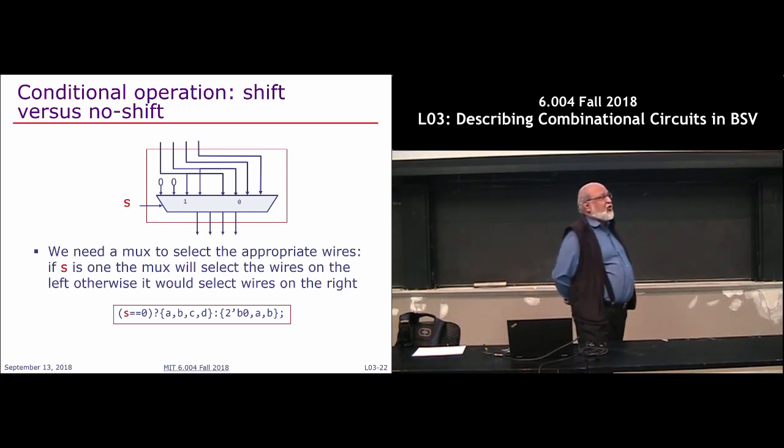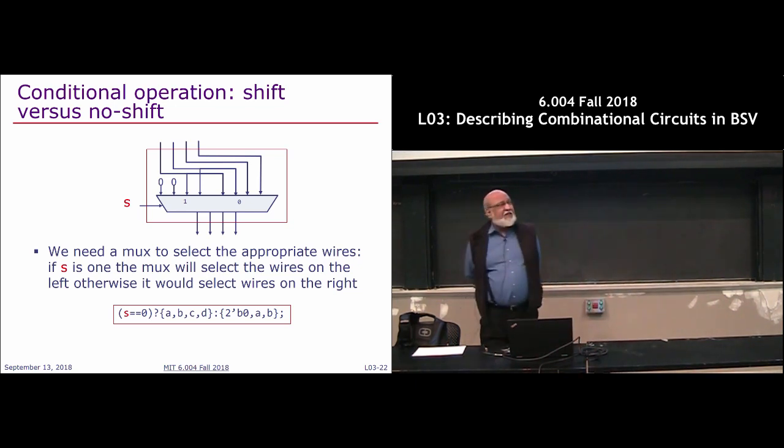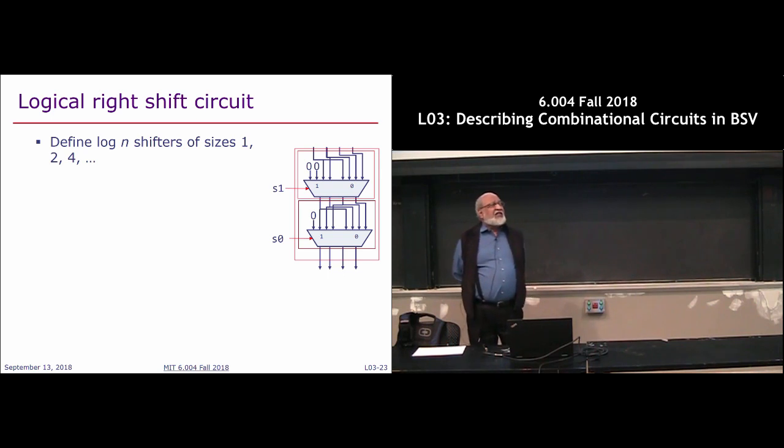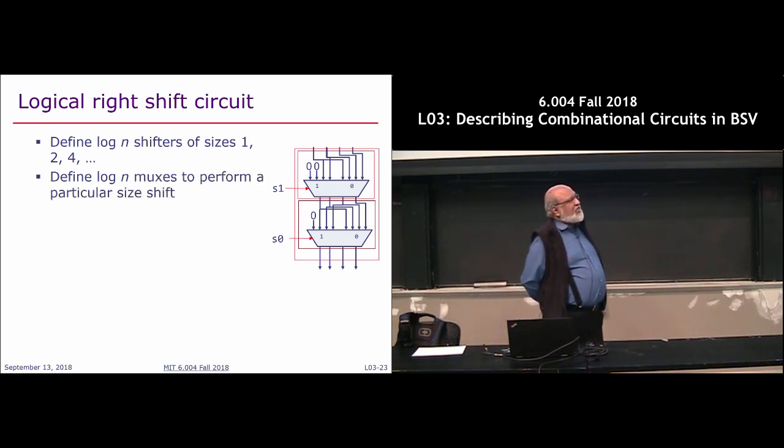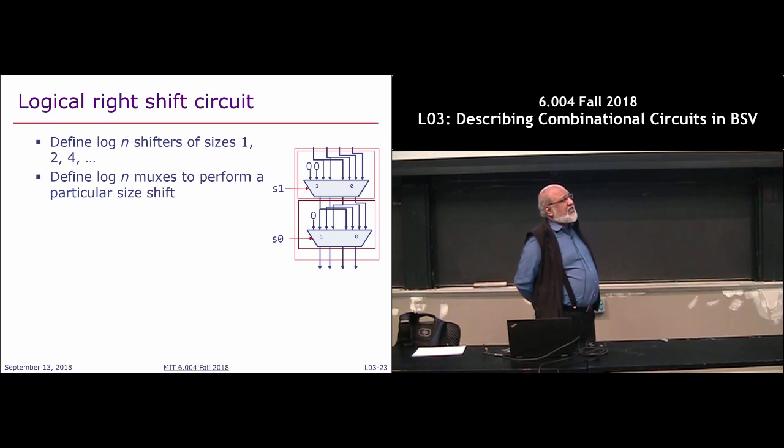This is the kind of code you can write instead of writing that picture. This is how you would express it in BSV. And now you have to design your shifter like this. You can see this will shift. I can keep cascading it in this manner. Define log n muxes to perform a particular size shift. You take your number by which you're trying to shift, s, and look at various bits in it. So s0 is the last bit, which is shifting by 1. S1 is shifting by 2. I didn't show you the other bits. If you had s2, it would be shifting by 4, etc.